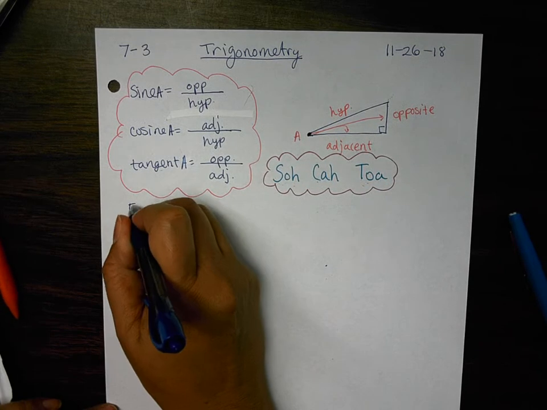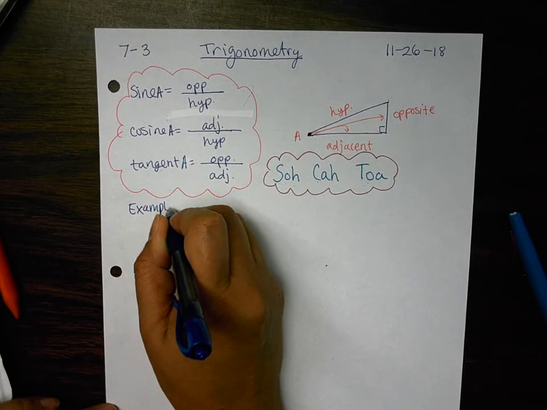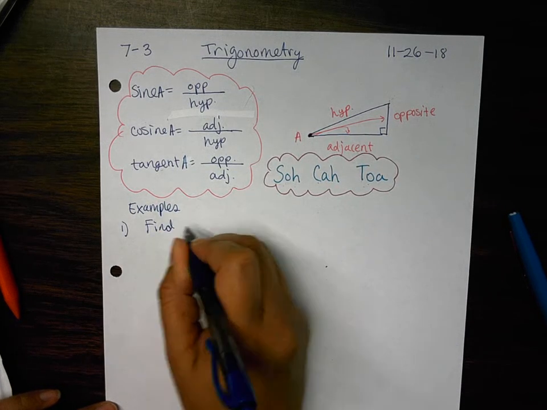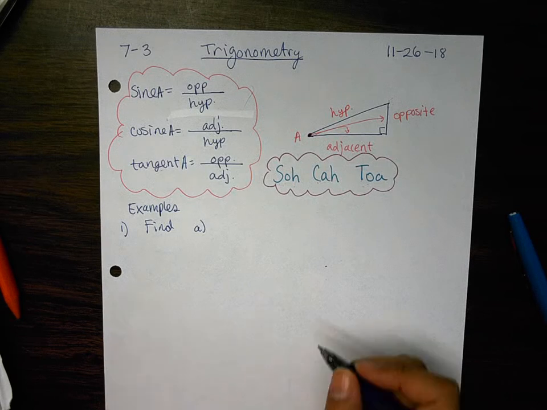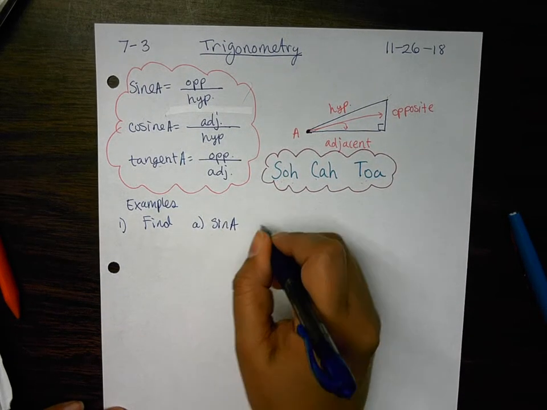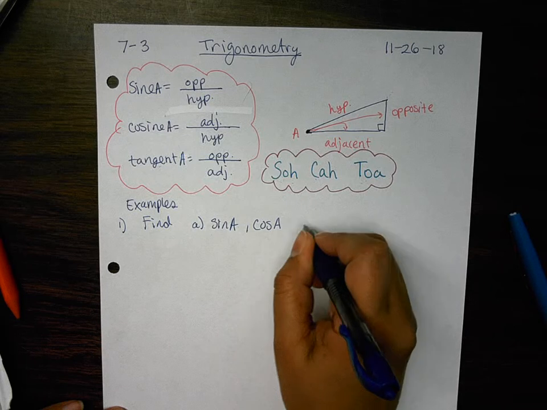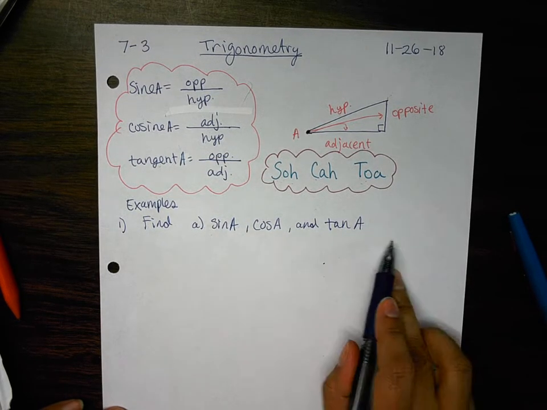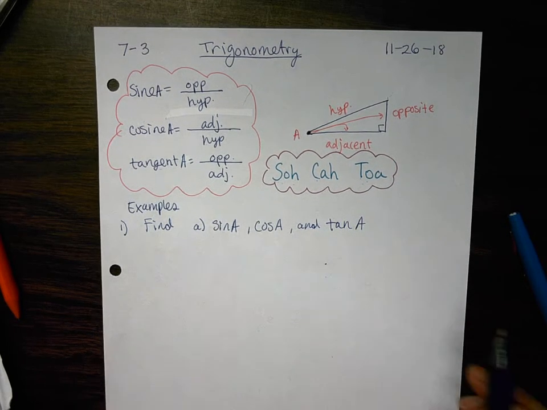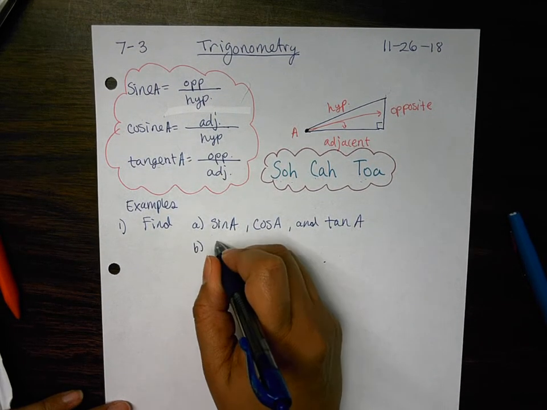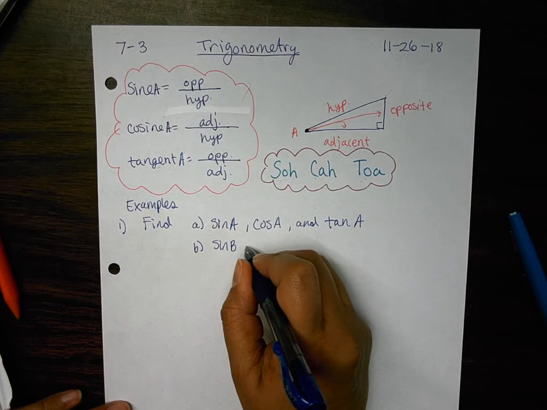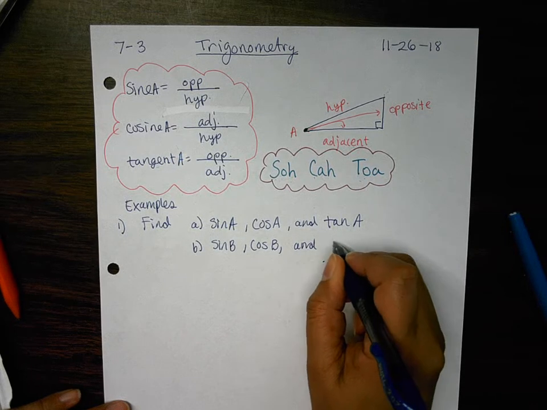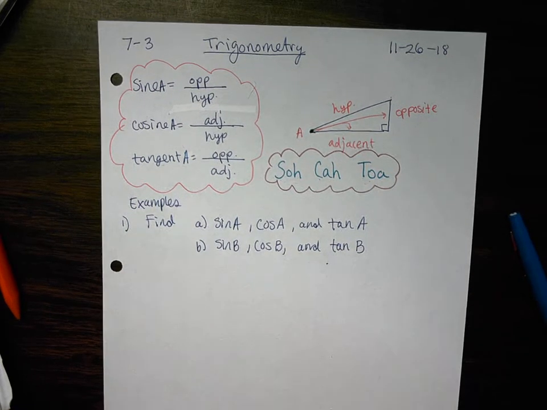Examples. Number 1, find part A. I want you to find sine of A, cosine of A, and tangent of A. And I've abbreviated all of them: sine, cosine, tangent. Part B, I want you to find sine of B, cosine of B, and what's the last one? Tangent of B.